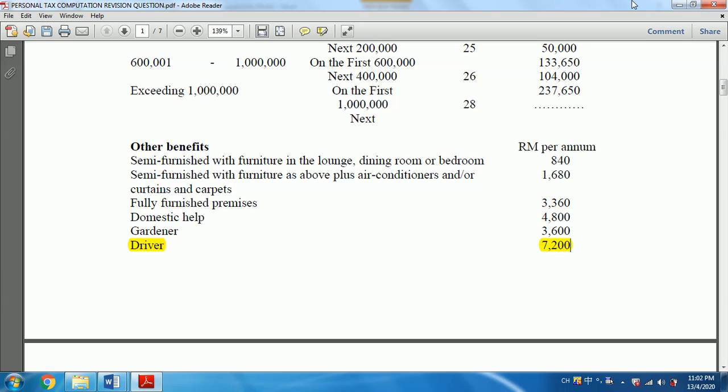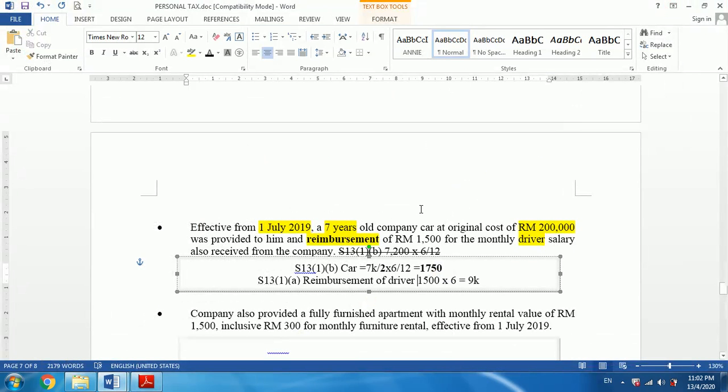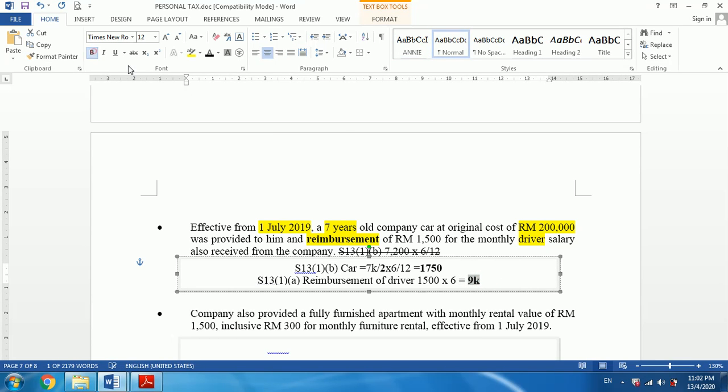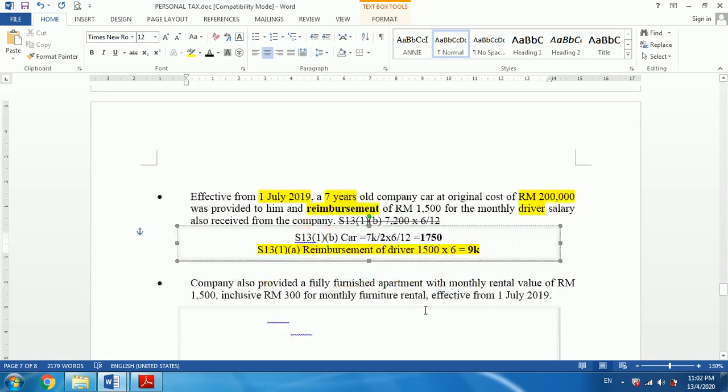But in reimbursement, we are not doing BIK, it's section 13(1)(a), so there will be no 7,200. We straight away use the driver salary given by the question, 1,500 times 6 months because it starts from July. So 9K will be taxable for this reimbursement of driver under 13(1)(a). So be careful, most of your friends or most of your seniors always make mistakes on this kind of reimbursement.